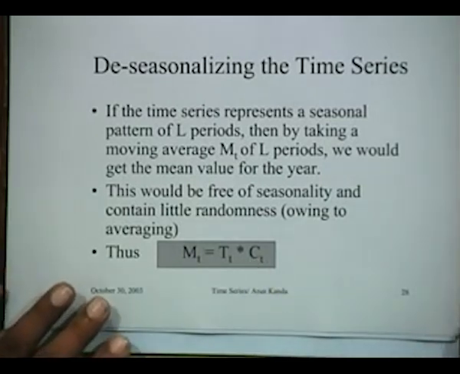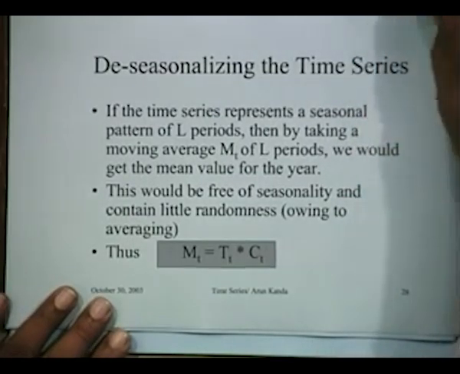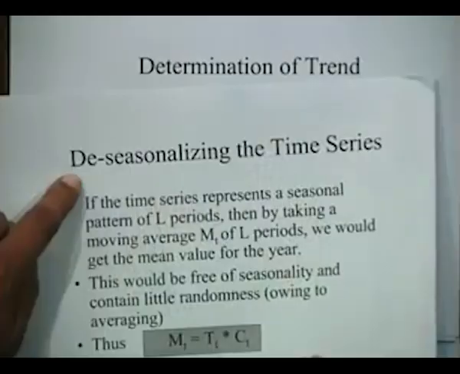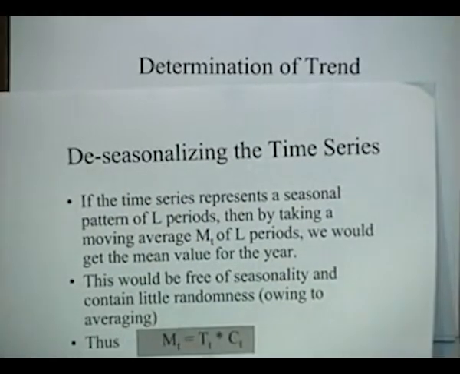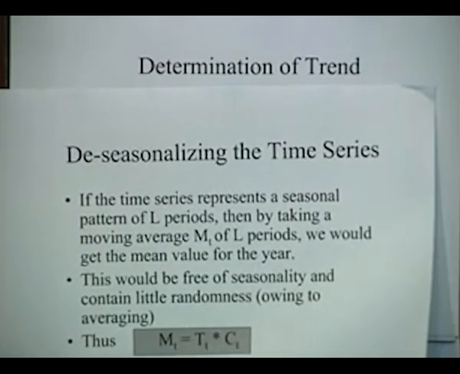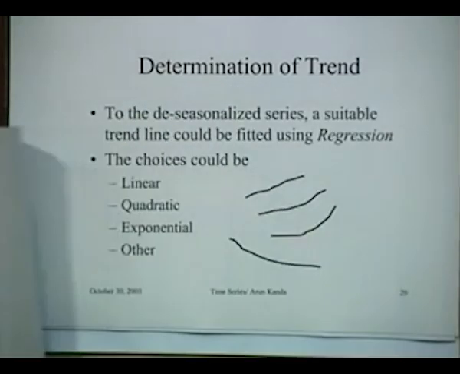So because we have taken care of the other factors, then this was determination of de-seasonalizing the demand, means getting rid of the seasonal effect. How do you get rid of the seasonal effect? By taking a moving average of the requisite number of periods. So you get rid of that.